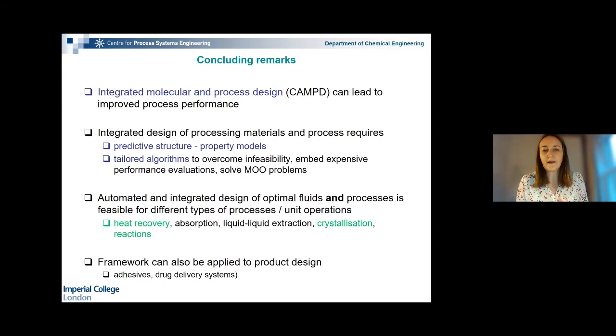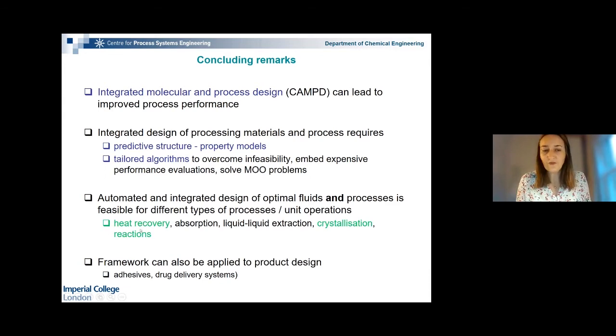And if we have tailored algorithms to overcome infeasibility, because most of the molecules we want to evaluate are not going to achieve the performance we want. So we've been working for a number of years on automating these integrated design problems and solving them, and showing this for a range of examples.